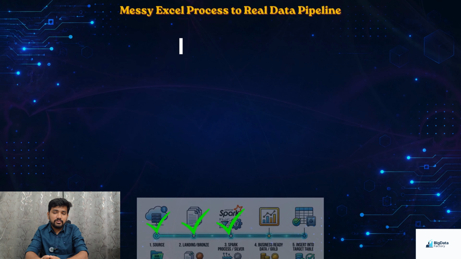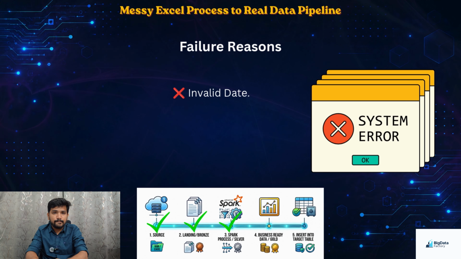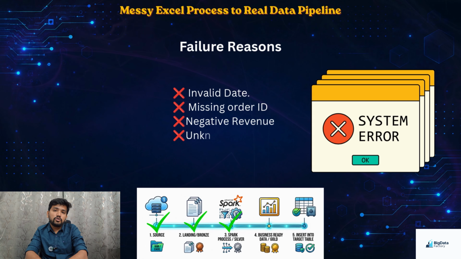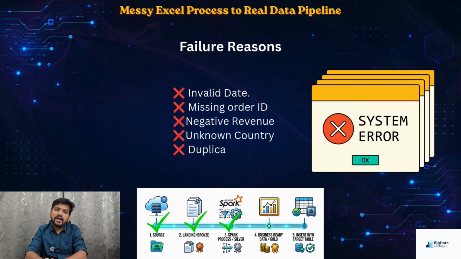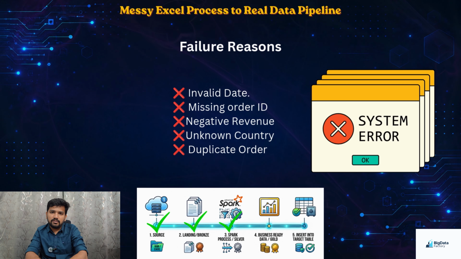If a row fails one of these rules, we add it to the quarantine table with a reason. For example, invalid date, missing order ID, negative revenue, unknown country, duplicate order. This failure is useful because it turns bad data into something actionable. Instead of saying the pipeline failed, we can say 23 rows failed because order date was invalid. That is much more useful.